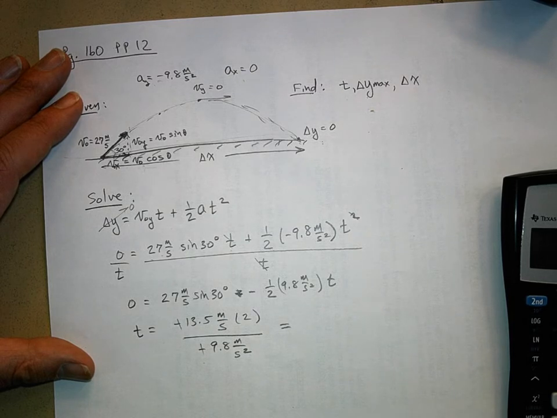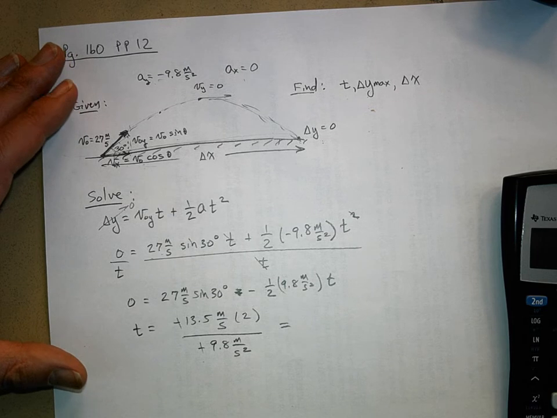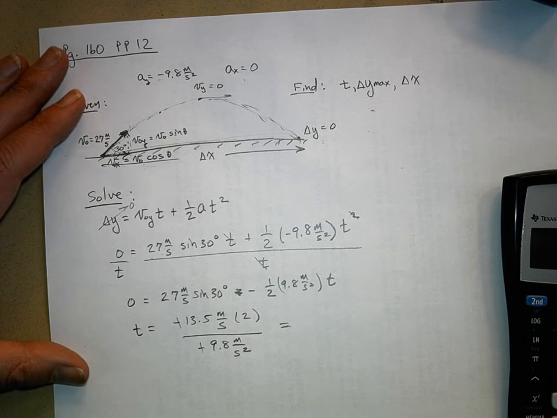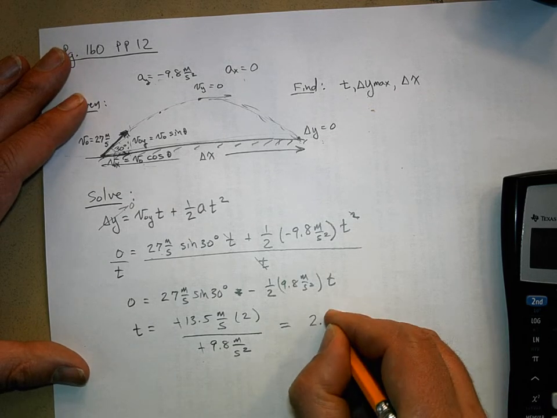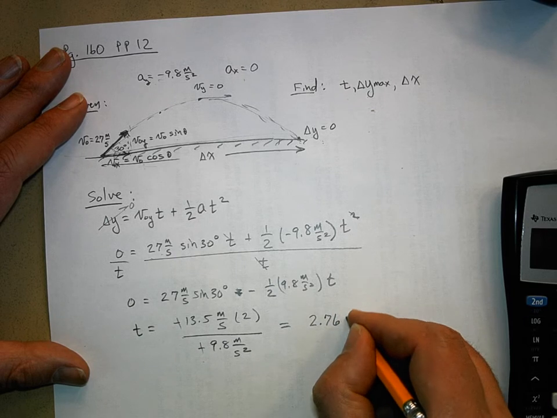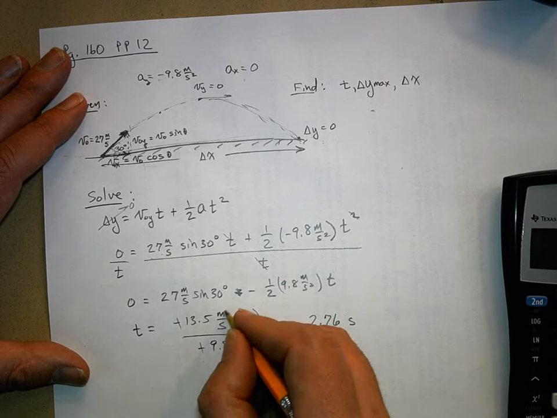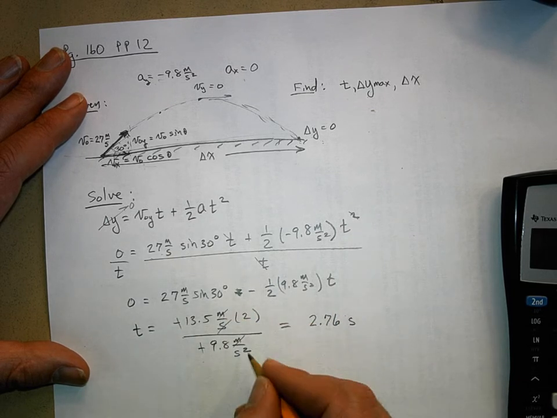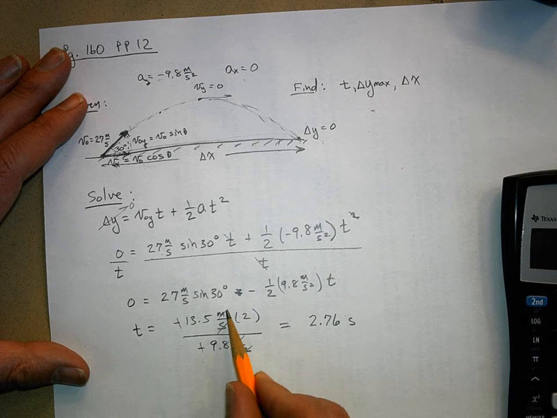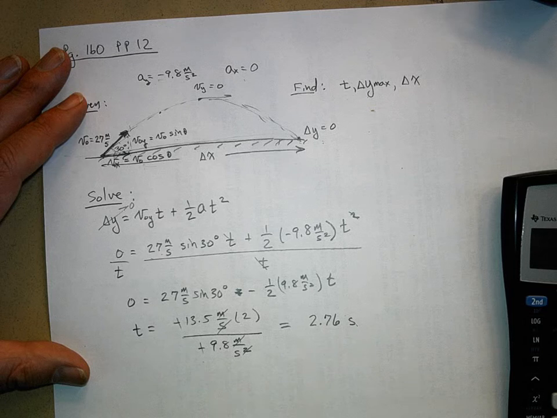And you get 2.76 seconds. See, the meters cancel the meters. The second cancels with the second squared. You have 1 over seconds, which you reciprocate and multiply to get seconds. So there's my time.